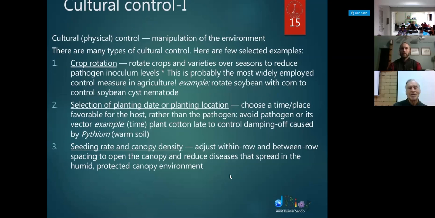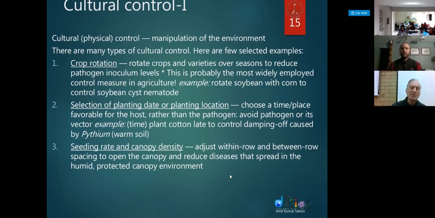Cultural control. Okay. Crop rotation, we already talked about that. Selection of planting date or planting location. We already talked about that. Seeding rate and canopy density. This is something that could be important. We had talked about last time about planting plants close together to shade out weeds.